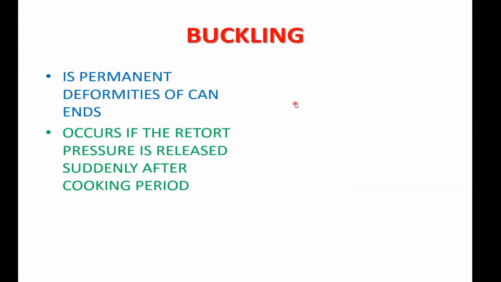So what is buckling? Buckling means it's a permanent deformity of the can's ends. The seamings may break, or hence the lid will be breaking. Why does it occur? If the retort pressure is released suddenly after the cooking period. So that's what I told.